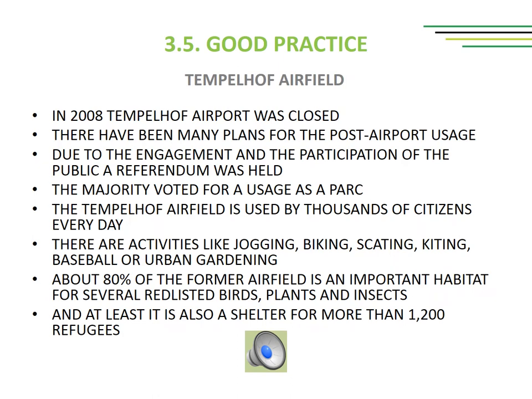Number 2. The Tempelhof Airfield. It was the central airport for the city of Berlin. The huge building is another symbol of gigantic Nazi planning. In 2008, Tempelhof Airport was finally closed. There have been many plans for the post-airport usage, but due to the engagement and the participation of the public, a referendum was held. The majority voted for usage as a park.